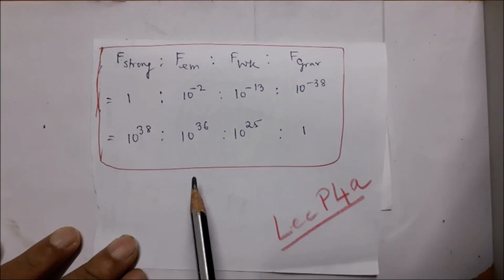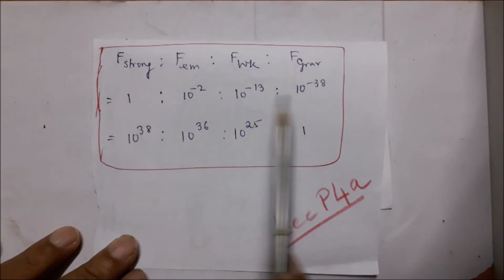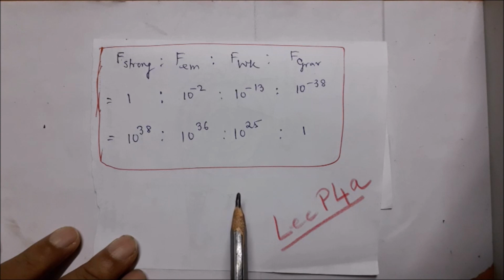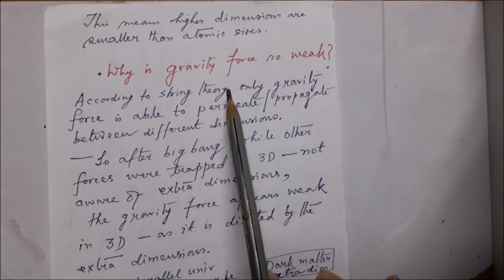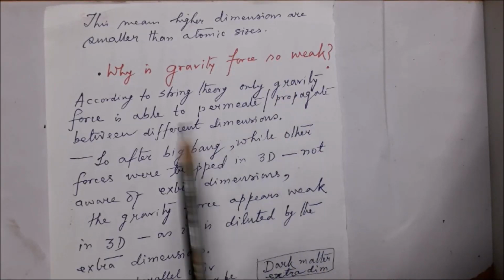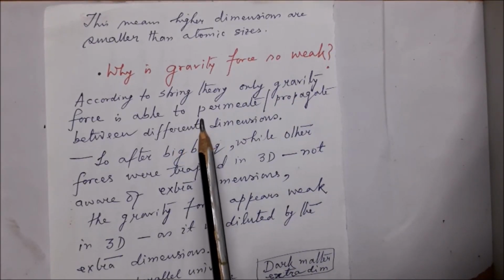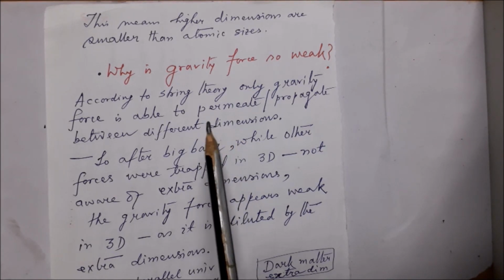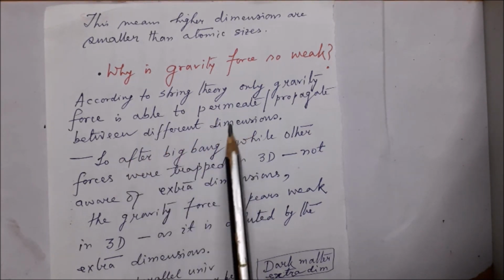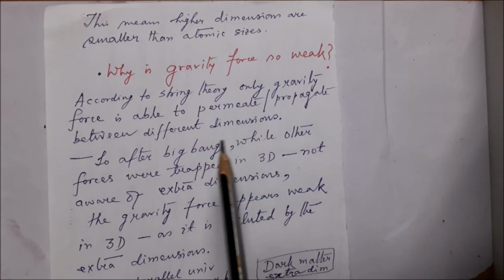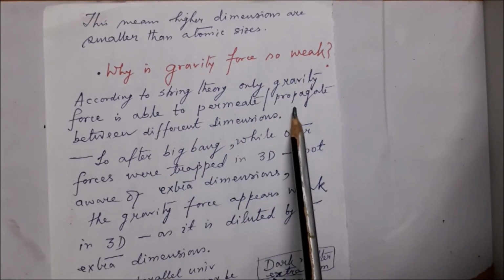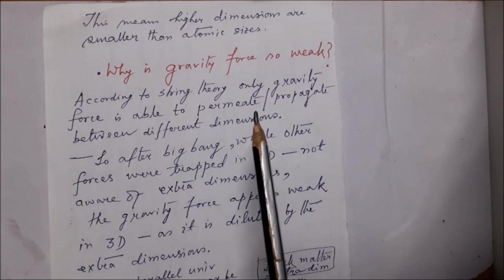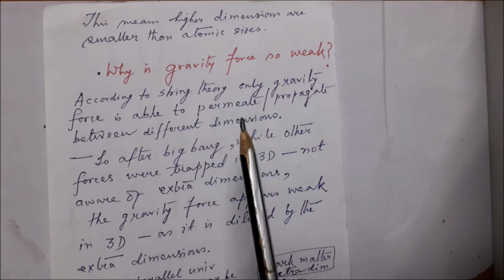I have compared the gravity force to the other forces in the lecture entitled P4A in the particle physics series. Now, why is gravity force so feeble? Why is it not even in a position to challenge other forces of nature in terms of strength? The answer can be given as follows from string theory, according to which gravity force is able to permeate or propagate or connect all dimensions. It is omnipresent. It can go anywhere.